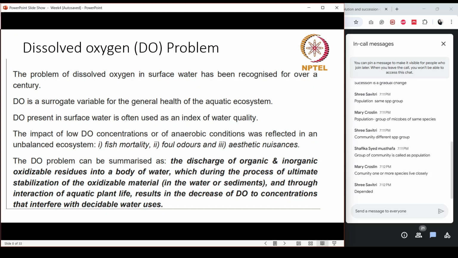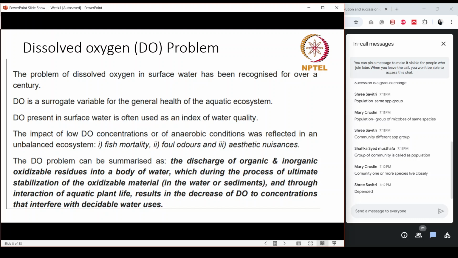The impact of low DO concentration or of anaerobic condition was reflected in an unbalanced system. So either the DO is low, meaning less than 4 ppm, 4 milligrams per liter, or it is an anaerobic condition. What is anaerobic condition? No DO at all, a complete lack of dissolved oxygen.